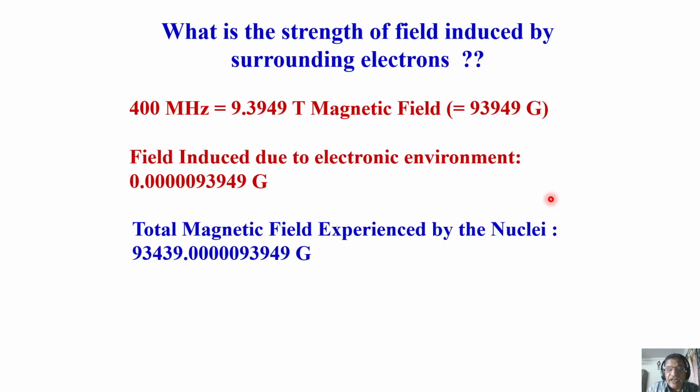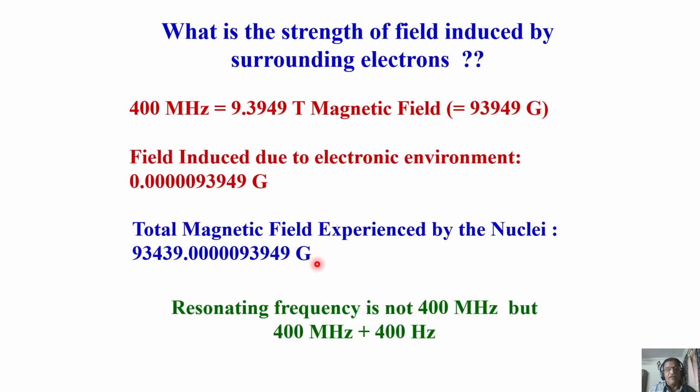The total magnetic field experienced by the nuclei is now 93,439.000093949 Gauss. My God, such a small field. But then what is going to happen? Your resonating frequency is not just 400 megahertz. 400 megahertz was for this field. The small field induced by the surrounding electrons adds to this main field. Of course, as I said, the induced field opposes. I will tell you more about it. I am taking the example here just for addition of this value, just for the calculation purpose.